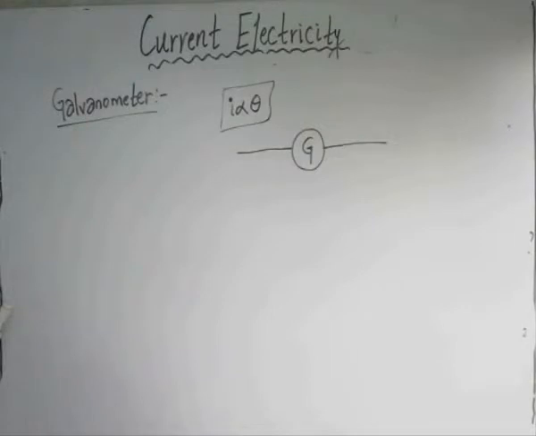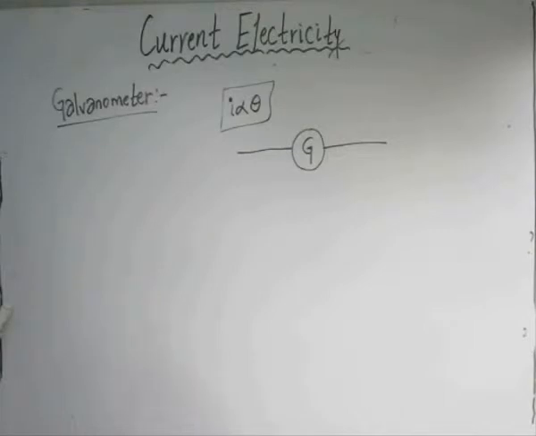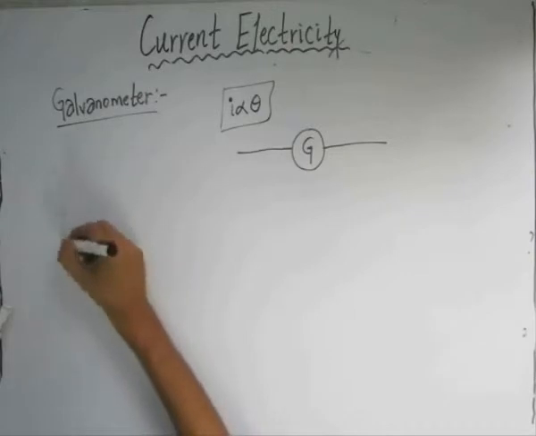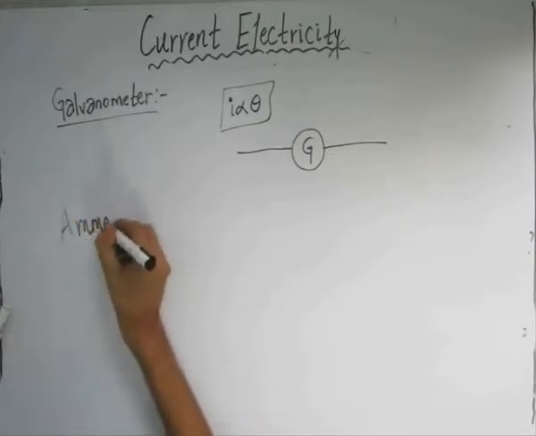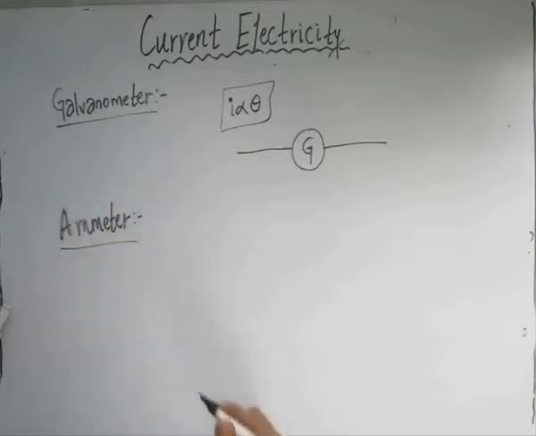Now our aim in the first point is to convert this galvanometer into an ammeter. In order to convert the galvanometer into an ammeter, first we need to see what an ammeter is. Basically, an ammeter is a device which is used to measure the current flowing through the branch.